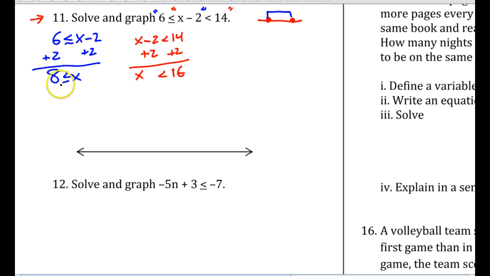Combining these together, that means these are all the numbers between 8 and 16, including 8, because that has the equal to. So I'm going to put an 8 right here, solid dot, because of the equal to. And I'm just going to put 16 over here in an arbitrary place just away from it. Open circle, that's strictly less than, and then connect those two. Remember, this is called a between statement, meaning all the answers are between two numbers, 8 and 16.